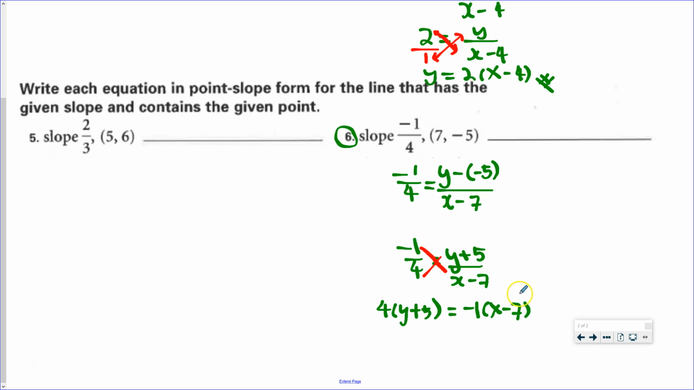And while we're at it, we might want to talk about distribute. Can we distribute this number? So when we distribute, this negative 1 is going to multiply by the x. This negative 1 is going to multiply by that negative 7. So we may want to distribute this to make it nicer looking. So 4y plus 5 is going to be equal to negative x plus 7, and all of this is just making it nicer looking. 7 minus x. Okay.